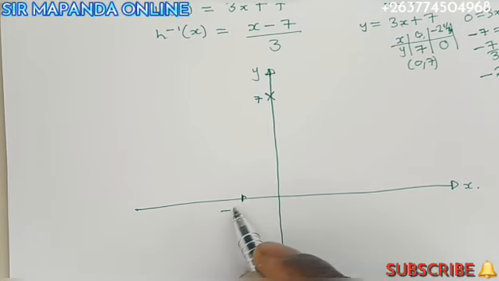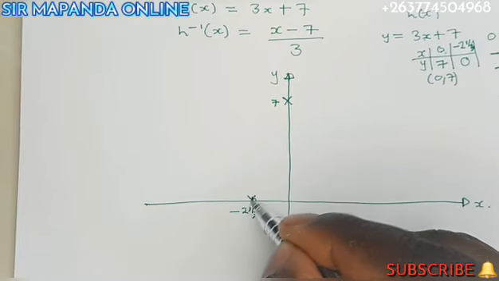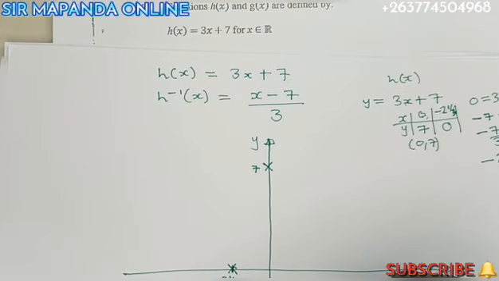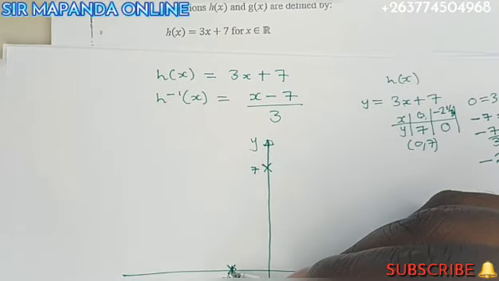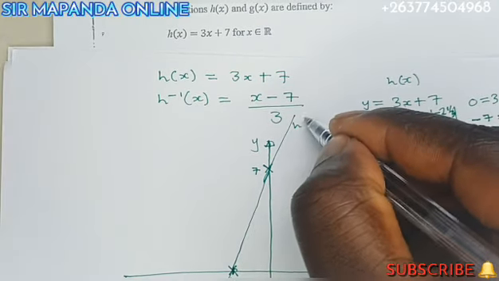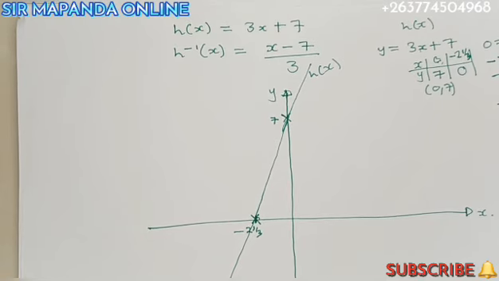And this is minus 2 and a third. You put minus 2 and a third here. I hope you are following. Then if you connect the 2 points, you get h of x, something like this. I hope you are following.